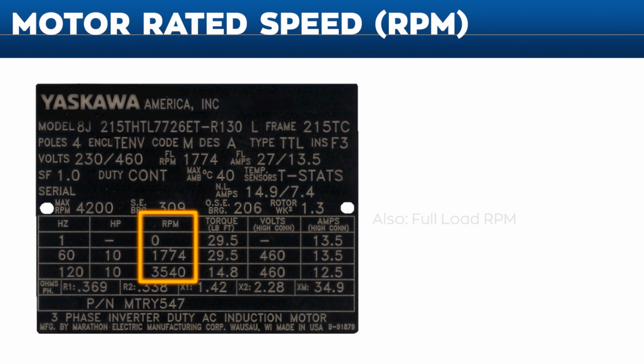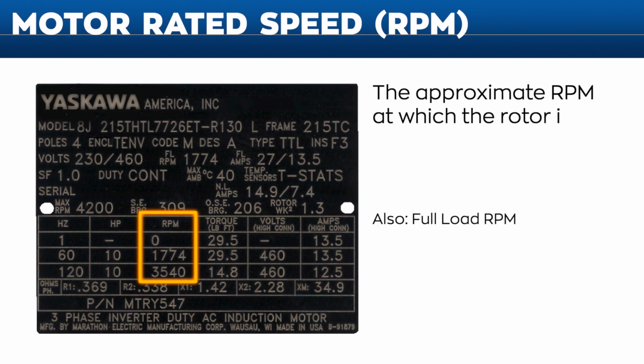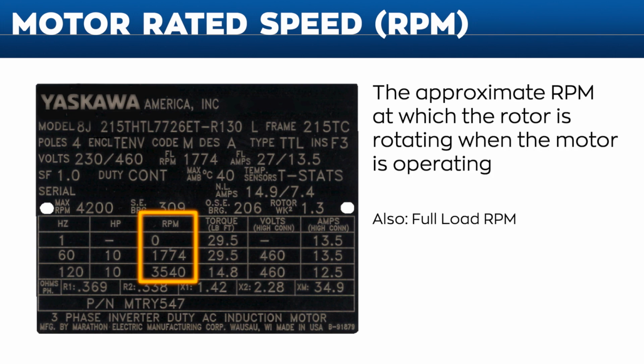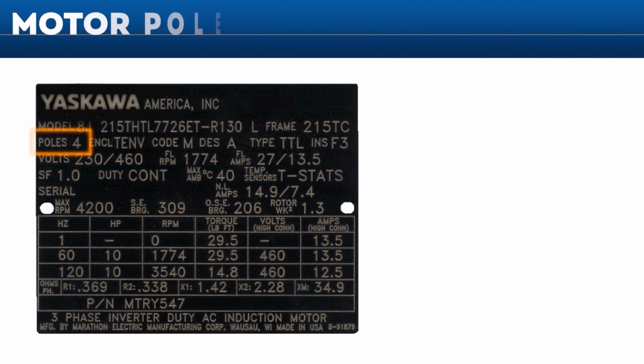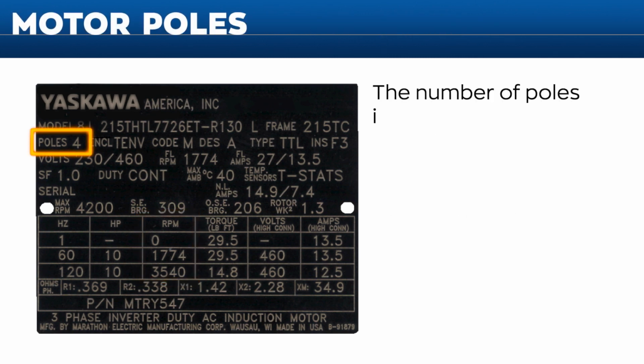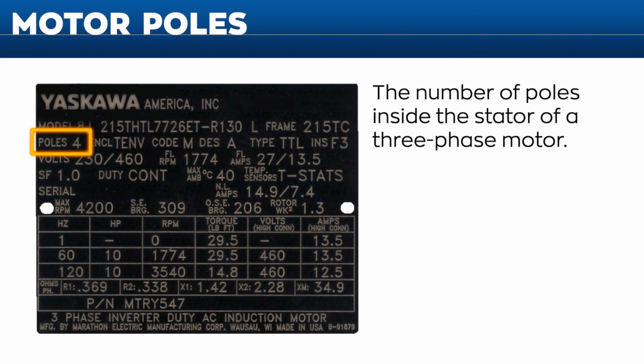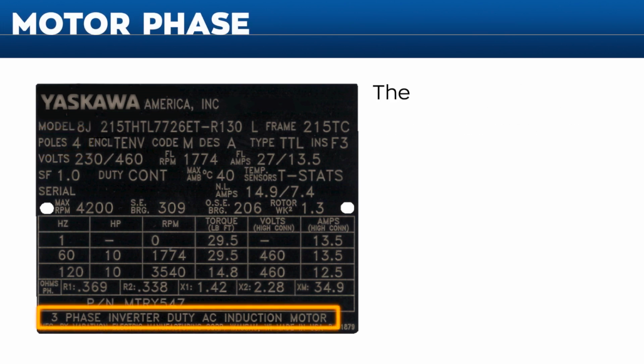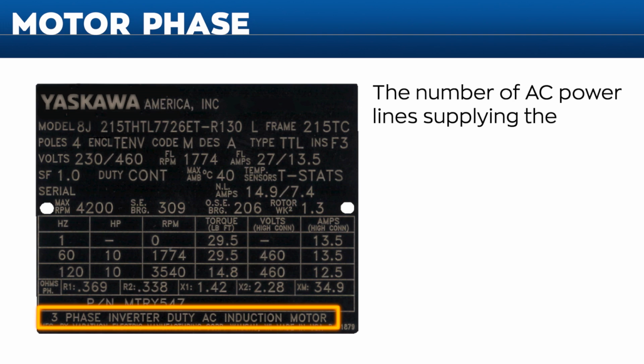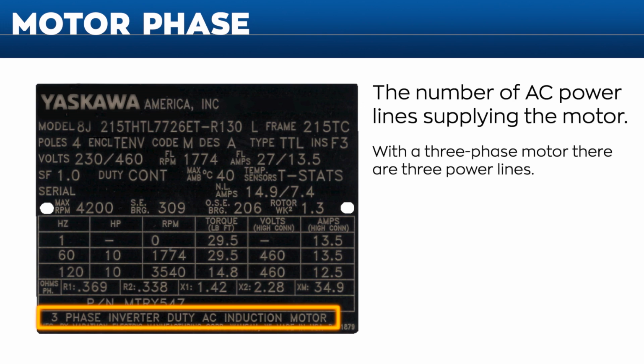Motor-rated speed, or full load RPM, is the approximate RPM at which the rotor is rotating when the motor is operating under full load. Motor-rated speed is expressed in revolutions per minute. Motor poles indicates the number of poles inside the stator of a three-phase motor. Motor phase is the number of AC power lines supplying the motor. Of course, with a three-phase motor, there are 3 power lines.